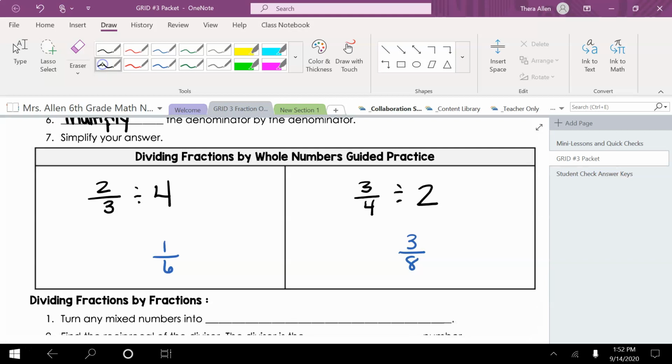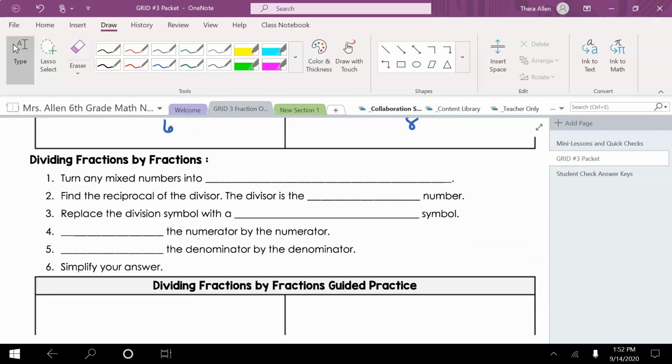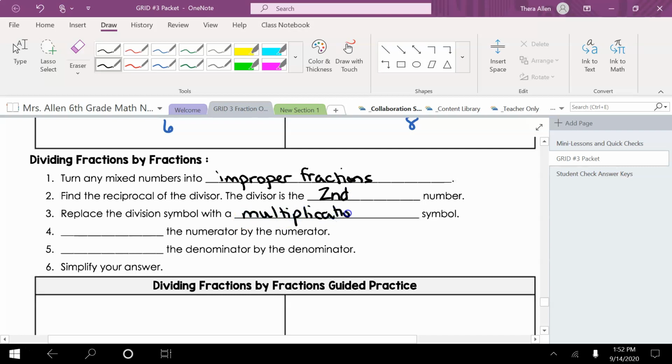Moving down to dividing fractions by fractions, turn any mixed numbers into improper fractions. Find the reciprocal of the divisor. Remember, the divisor is the second number. Replace the division symbol with a multiplication symbol. And then multiply the numerator by the numerator and multiply the denominator by the denominator. Then you must simplify your answer. So we're going to do these two together.